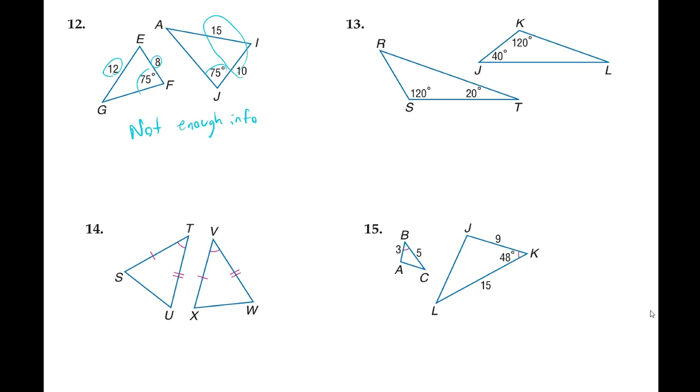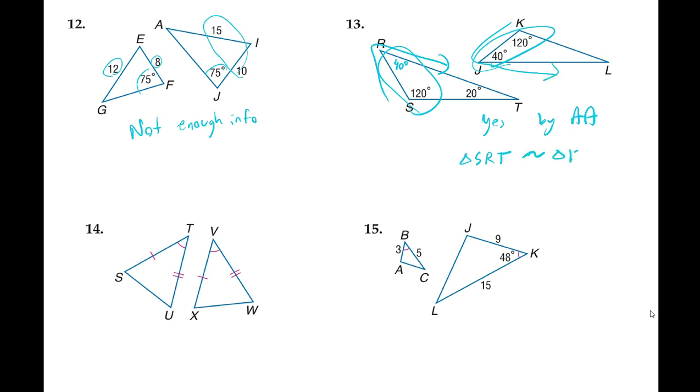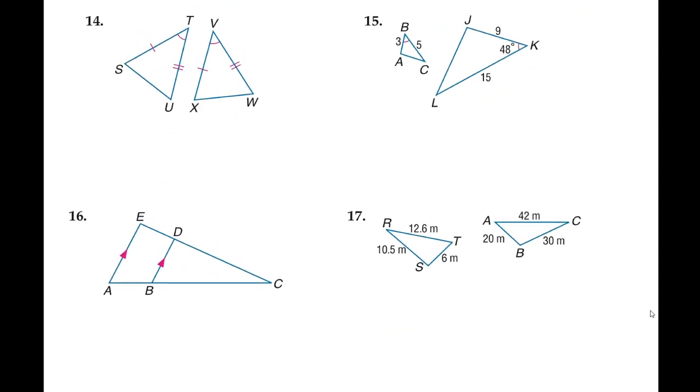Next picture. We think no. But curveball, what's waiting in this corner over here? 40 degrees. What? 120 and 40, 120 and 40. Yes, by AA. Okay. And in this triangle, I'm going to go 120, 40. So that's triangle SRT. So 120, 40. Triangle, whoops, similar. Triangle KJL. Yes. Okay. Whoa, look at how many good ones we have.